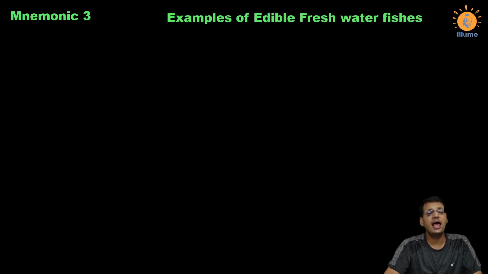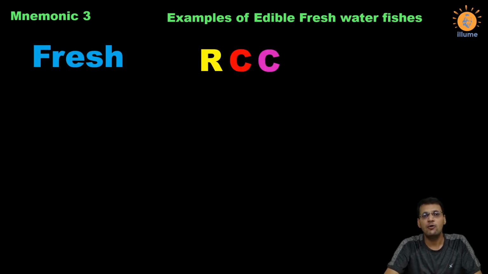The next mnemonic would help us remember the examples of freshwater edible fishes. This question is frequently asked in exams about freshwater fishes and marine fishes which are edible. So to remember the examples of freshwater edible fishes, just remember one thing, fresh RCC. What is RCC? RCC is reinforced cement concrete that is used to form roofs and lay roads. So whenever RCC is laid, we say that it is a fresh RCC. So by remembering fresh RCC, you can remember the examples of edible freshwater fishes.